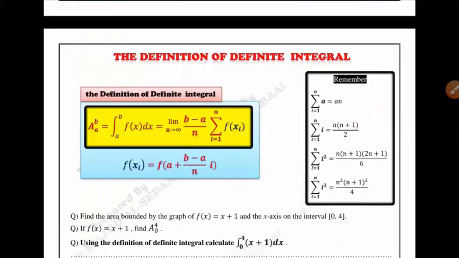The last thing in this unit: the definition of the definite integral. The definition of the definite integral. What is that?